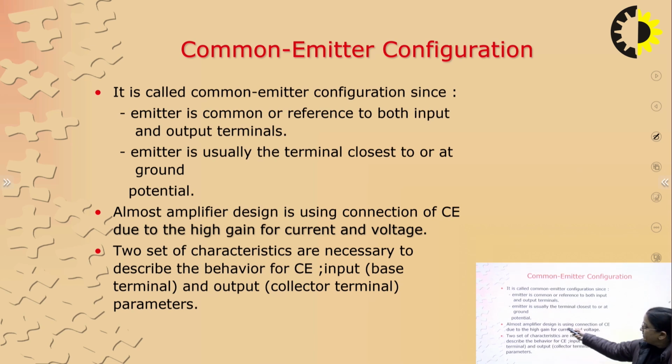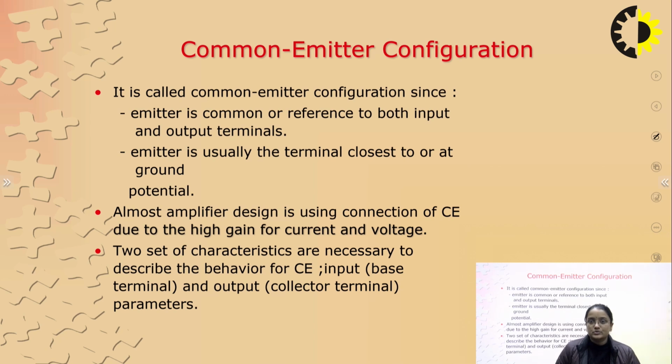Almost all amplifier designs use the CE connection due to the high gain for the current and the voltage. Two sets of characteristics are necessary to describe the behavior of common emitter input and output parameters. One of the most important things to remember is that the common emitter configuration is widely used in almost all the applications.